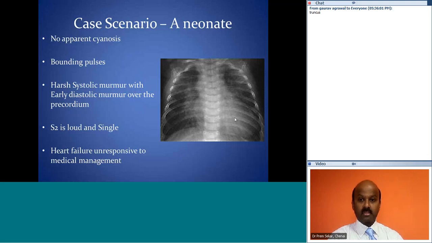Truncus arteriosus, Gaurav Agarwal, that is good. So this is truncus arteriosus, and truncus arteriosus with the main pulmonary arteries coming off the truncus is a very difficult differential diagnosis for PDA, and this is one condition which needs to be borne in mind. Just goes to show that any neonate presenting with cyanosis rules out an isolated, uncomplicated patent ductus arteriosus.